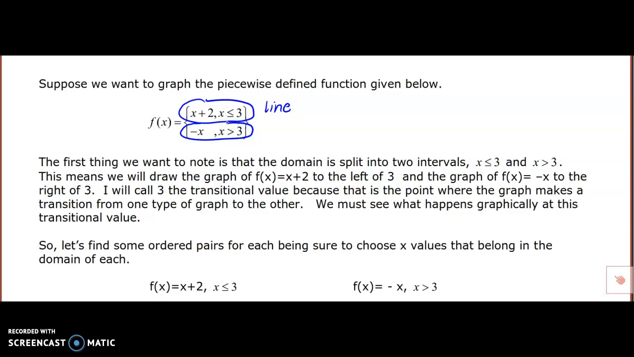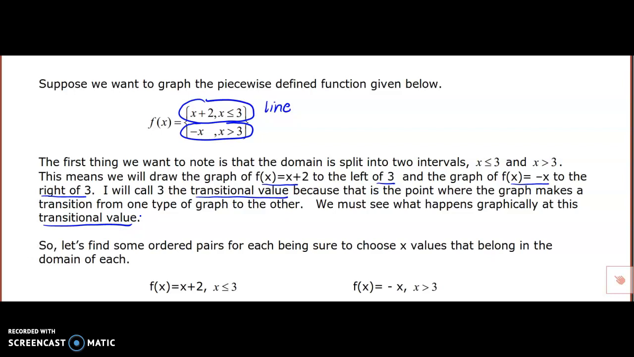So let's look at an example. This will help you as we go through this example. So please notice that the domain is split into two intervals, one that's less than or equal to 3 and one that's greater than 3. I'm going to draw two graphs. This guy right here, I'm going to draw to the left of 3. And the second graph, I'm going to draw to the right of 3. 3 is my transitional value because that's the point where the graph makes its transition from one type to another. So let's see what happens graphically at this transitional value. That's really important to get that part right.